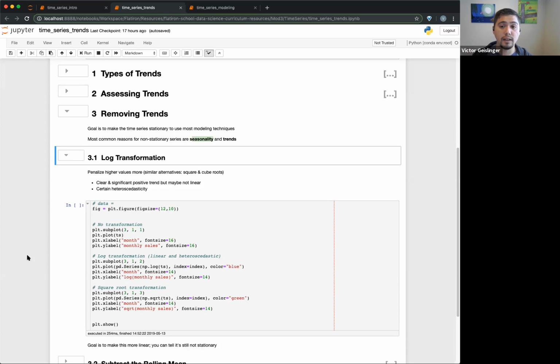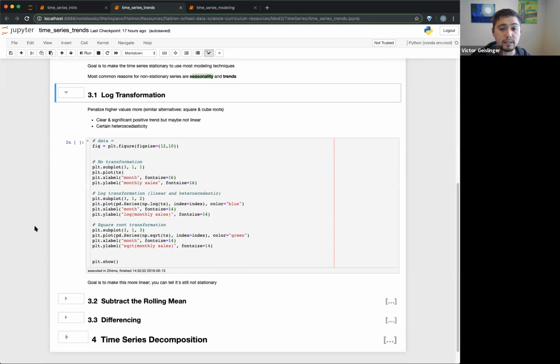Also, you'll see log, not necessarily for this thing, but you'll see log a lot of times when we want to convert multiplication into addition. Addition's a lot easier for us to deal with compared to multiplication. Of course, this is not related to this, but this is why you see log a lot. So you want to penalize higher values, log transformations.